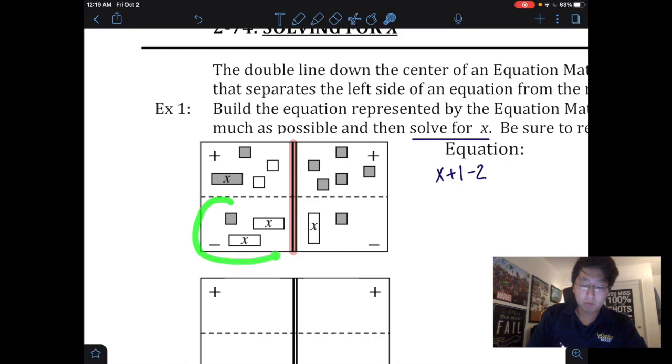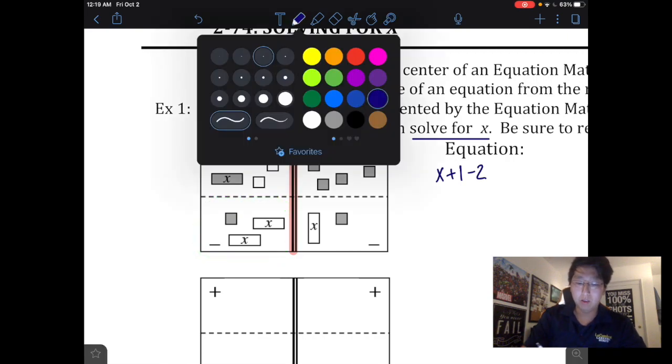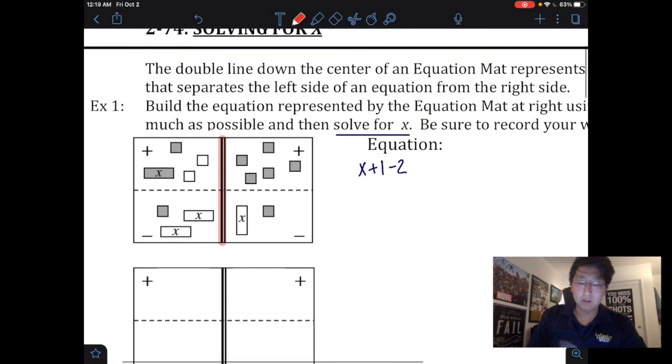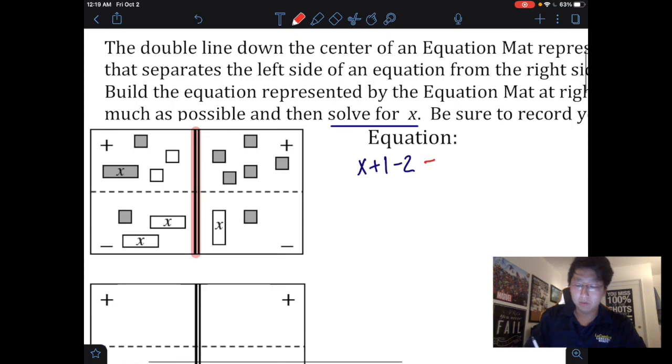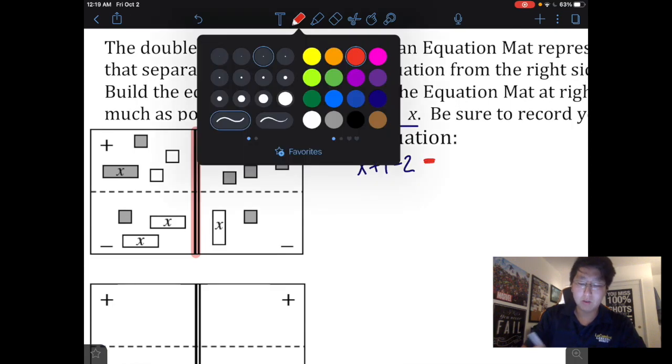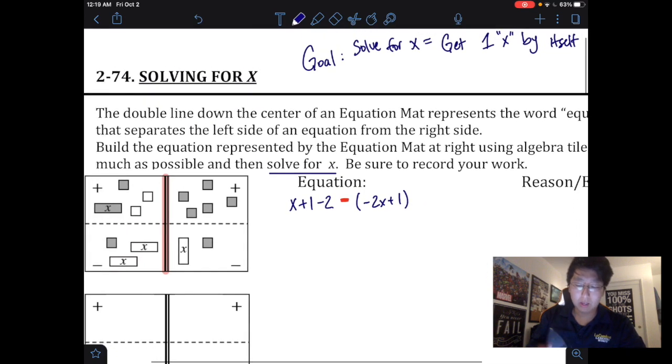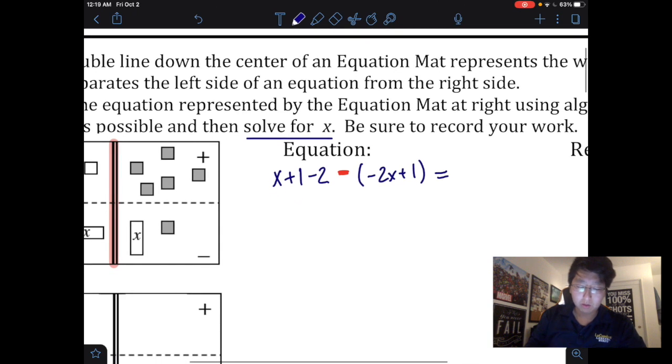And do you remember what this portion of the equation mat is called? Opposite land. How do you represent opposite land? The negative in parentheses. What's inside negative land? Negative 2x plus 1. And now we're going to say that that equals the right side, which says 1, 2, 3, 4, 5.